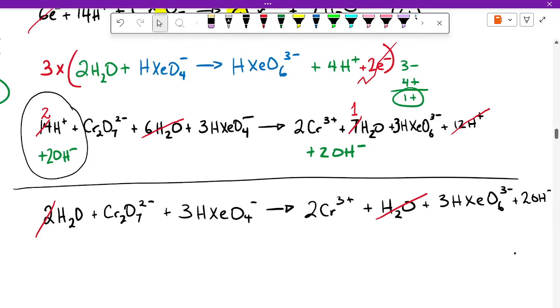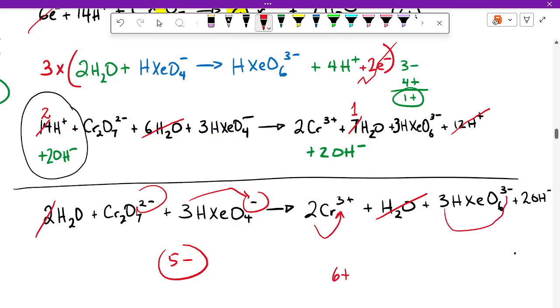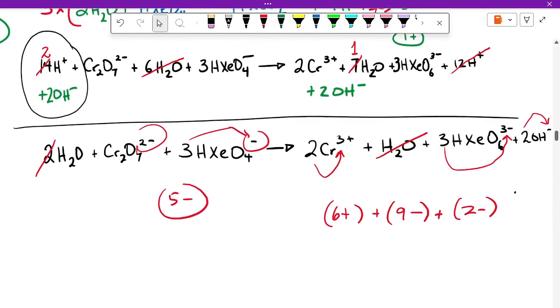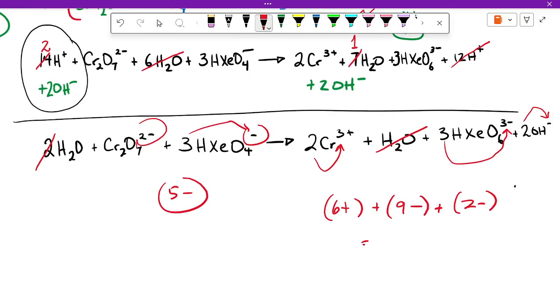Charge. So we're going to say over on my left-hand side, I've got 2 negative and 3 negative. So that's 5 negative over here. On this side, I've got 2 times 3 is 6 positive. I've got 3 times negative 3 is 9 negative, and I've got 2 negative. And so we get -5. Hooray!